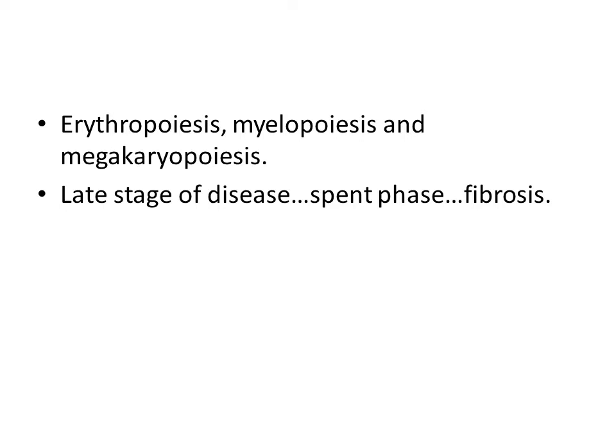In the initial stages of the disease, the bone marrow is more active, fat spaces will be reduced, and all hematopoietic elements are produced in excessive amounts. But in late stages there will be more activity of the fibroblasts and the bone marrow will get more fibrosis. This is like idiopathic myelofibrosis. This is known as the spent phase. This is a complication of this disease.